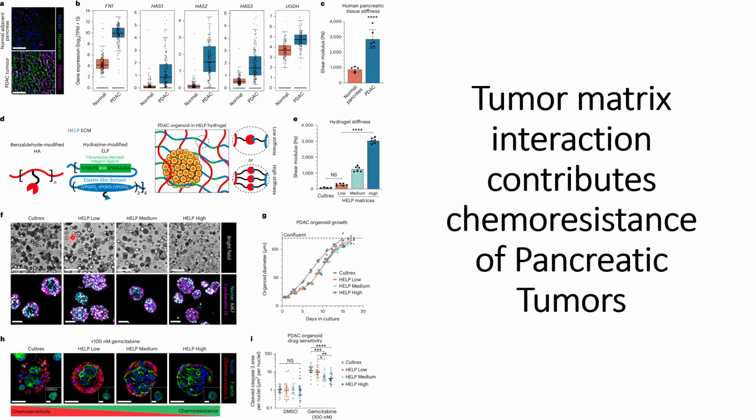After that, they wanted to check the migration when they introduced the PDAC organoid in the HELP hydrogel, and they can see that the migration looks similar in all four cases, including the culture matrix, HELP low, HELP medium, and HELP high. The quantification with respect to time is shown in panel G, where we can see that there is a lower rate of increase in the migration of the pancreatic tumors in the different HELP matrices compared to the culture matrix. However, the final outcome after 15 days is almost the same.